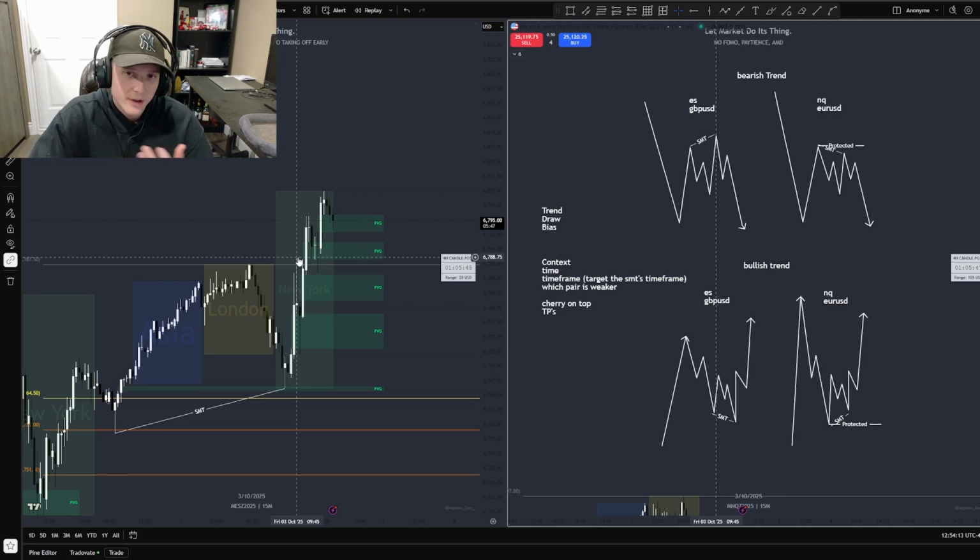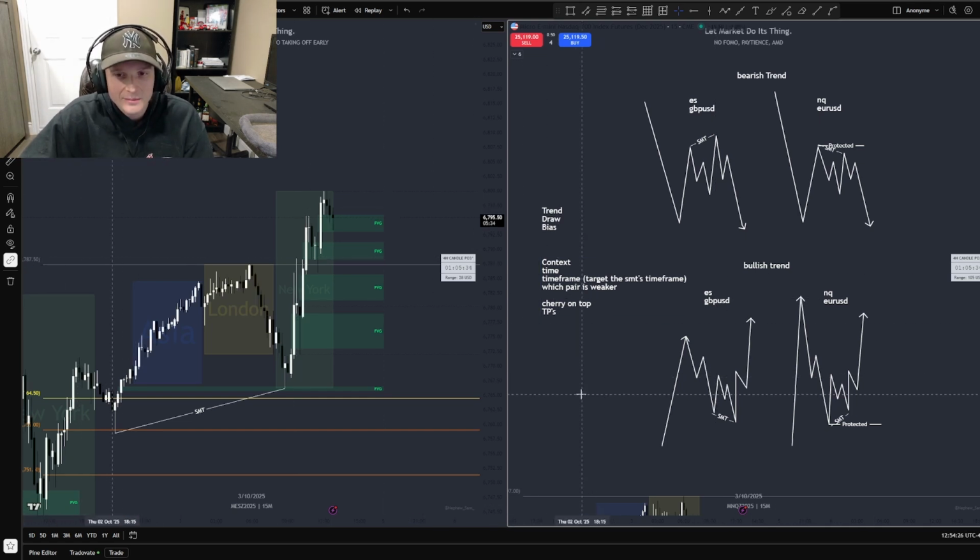So once you have your trend, your draw, and your bias confirmed, or you have them in mind, and then the SMT happens, it's a good sign that your trade is going to succeed. Now, SMTs are cherries on top, like I wrote here. They're not a signal. You don't enter a trade simply off an SMT, but they're the cherry on top. They're what makes a trade A plus. They're really, really good to have. They will increase your win rate.